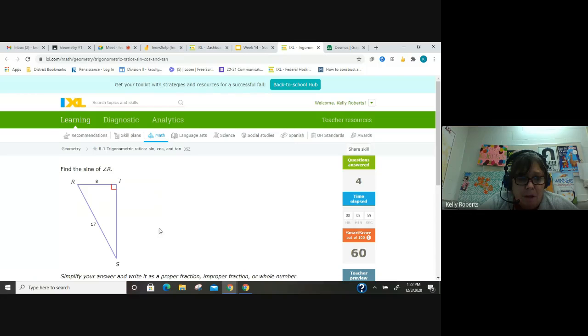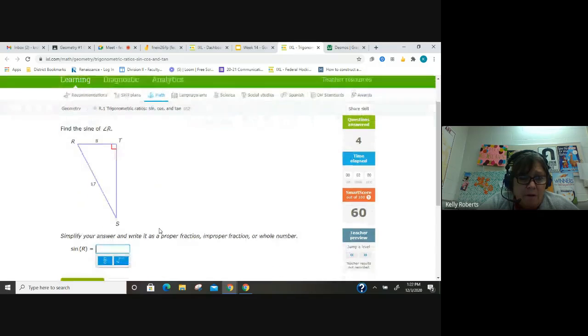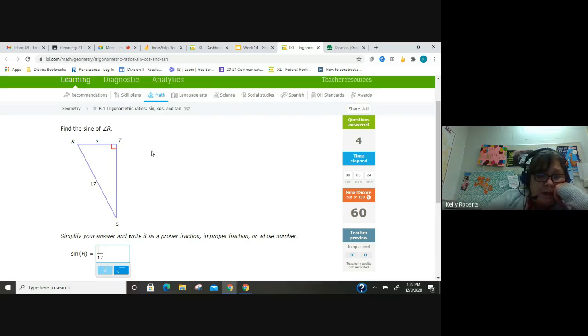Super duper. All right, now we're looking for the sine of R. Sine is opposite over hypotenuse. And opposite R, oh man, we don't know what's opposite R. We know what the hypotenuse is, though. It's 17. So it's going to be something over 17. Now, to find that something, I'm going to have to use the Pythagorean Theorem. So that would be 8 squared plus the something, we'll call it b, 8 squared plus b squared equals 17 squared.